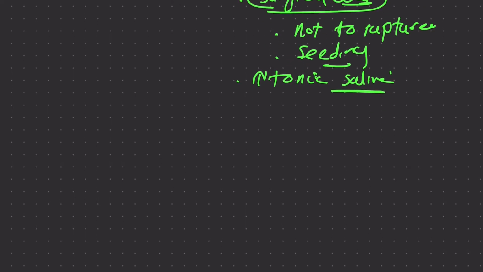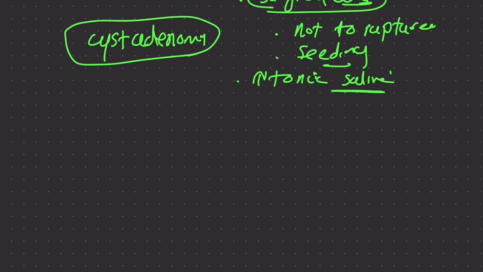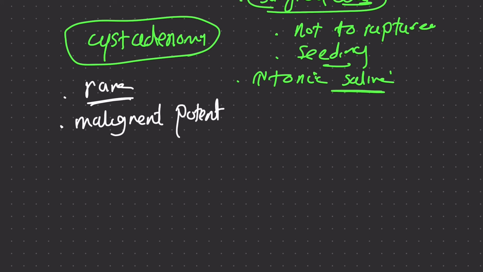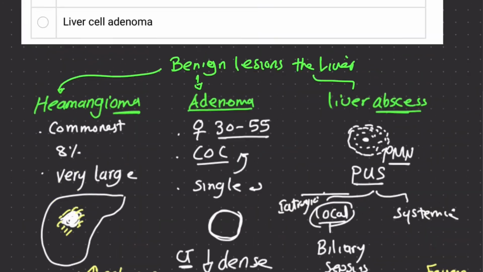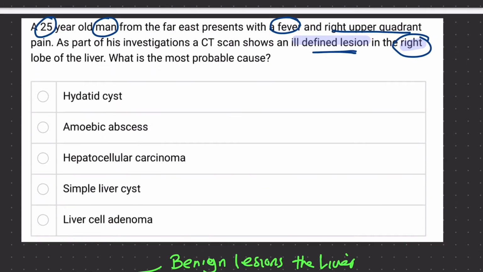The last thing we're talking about is the cyst adenoma. The cyst adenoma in the liver is a very rare lesion, and it does have malignant potential. Okay, so ultrasonography will typically show a large anechoic lesion. It's not echoic at all. That means it's not hemangioma. Okay, and surgical resection will be needed for cyst adenoma because it does have malignant potential.